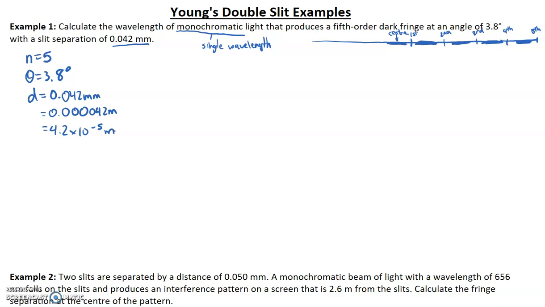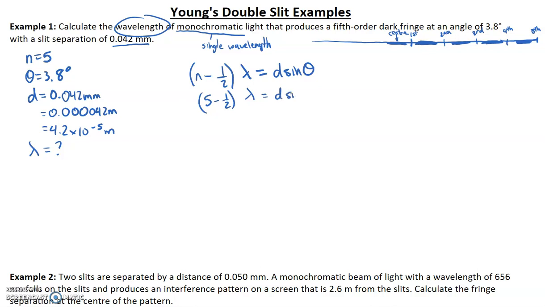With all this information, I've got a fifth order dark fringe. I have the d and then the n value. The equation that I could use for this, because it's a dark fringe, remember this is applying to dark fringes, is this. If it was bright fringes, we wouldn't have the minus a half, we'd just have an n. But because it's dark fringes, we need the minus a half there. Now it's a matter of rearranging for lambda, the wavelength, because that's what we're asked to find. Calculate the wavelength. We're going to put 5 minus a half in here, and then have that equal to d times sine theta.